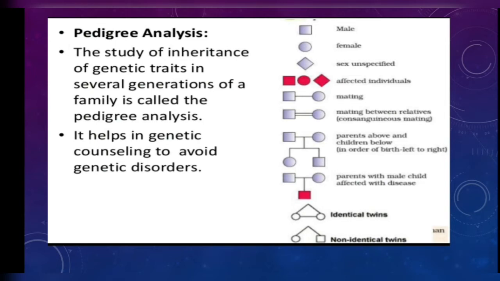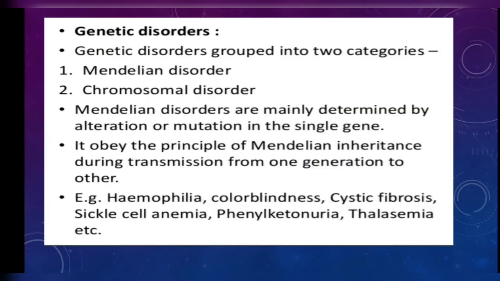Similarly, we can also trace back certain disorders. As you can see on the right hand side, these are various symbols that are used while we draw the pedigree charts for various diseases. What are genetic disorders? Genetic disorders are disorders of the DNA or genes. They are categorized into two categories: the Mendelian disorders and the chromosomal disorders. The Mendelian disorders are those which follow the Mendelian principles of inheritance.